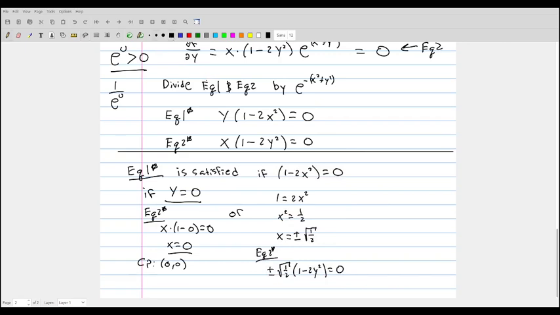So the only way of satisfying equation 2 when x is plus or minus 1 over the square root of 2 is having 1 minus 2y squared be equal to 0, which means that y squared is equal to 1/2, or y is also equal to plus or minus 1 over the square root of 2.